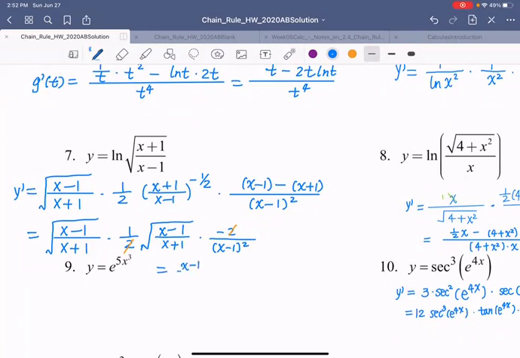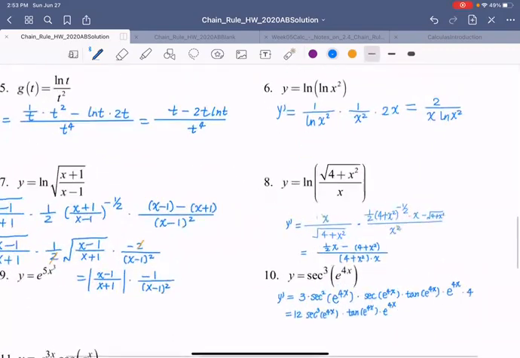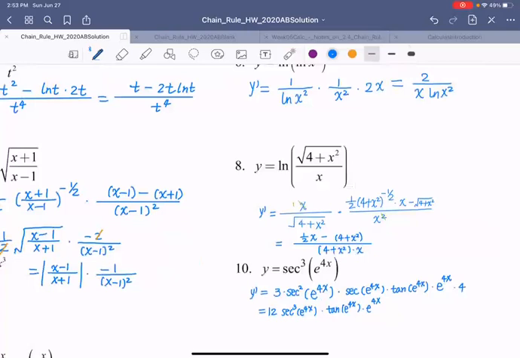Over x plus 1, right? Yes. But the problem is, this will make sure it is positive, and this also makes sure it is positive. So when we take out this square root, we want to keep an absolute value because we want to make sure this is positive. So we leave an absolute value here, then times -1 over x minus 1 squared. Very good. Next question, number 8.